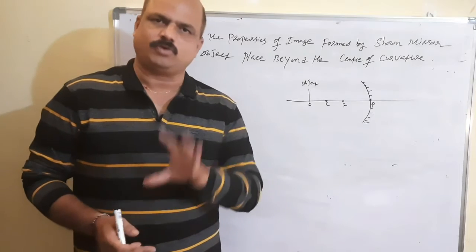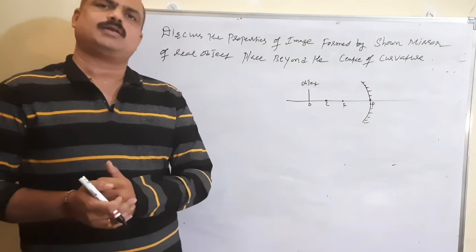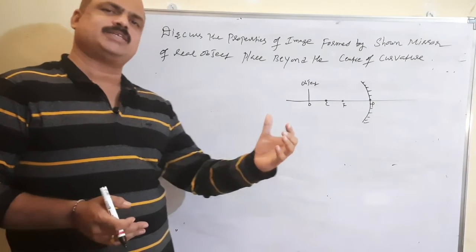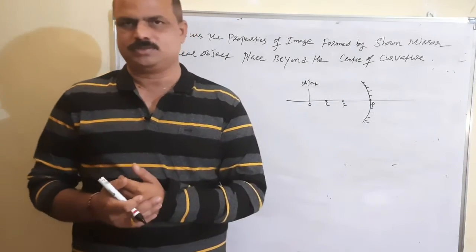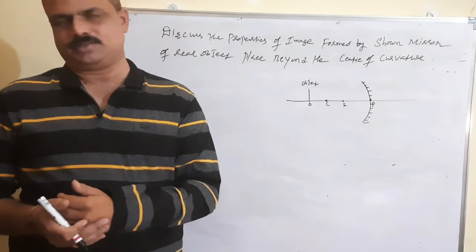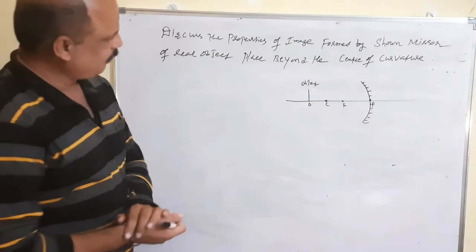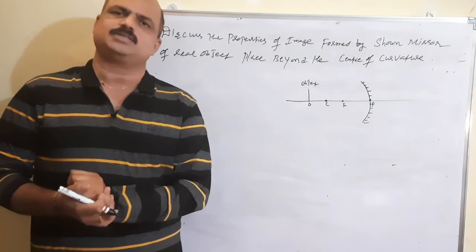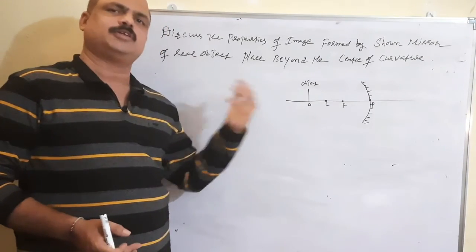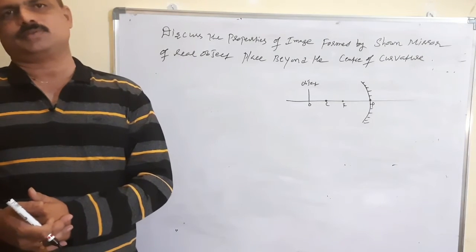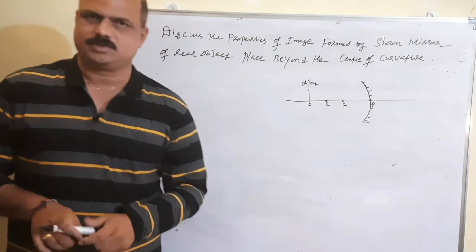Here 4 options are given. We choose the correct option. Whenever an object is placed beyond the center of curvature, the concave mirror forms a real, inverted, diminished image. So our option is option 3: real, inverted, diminished. When the object is moving away from the mirror, a diminished image is formed. So our option is 3, real, inverted, diminished image.